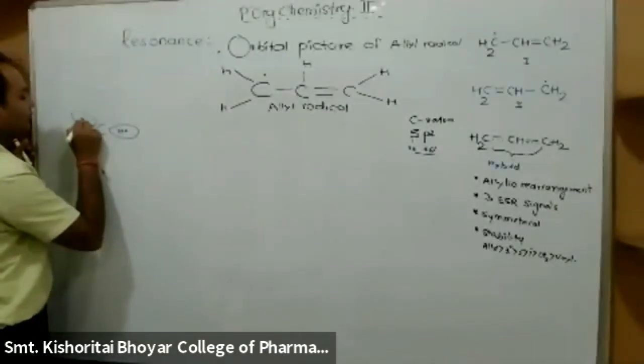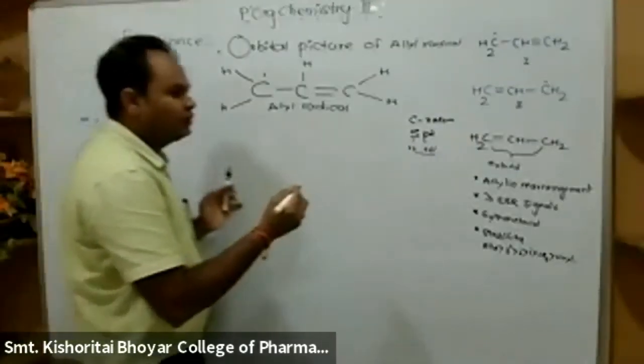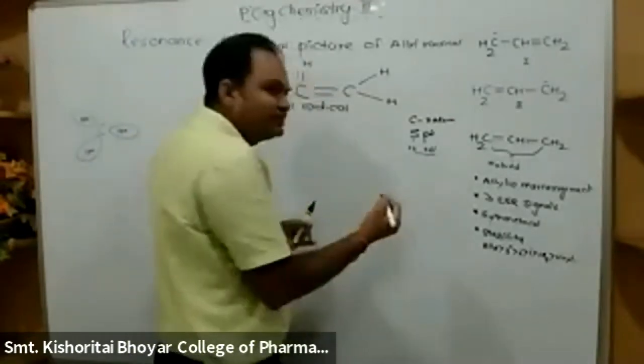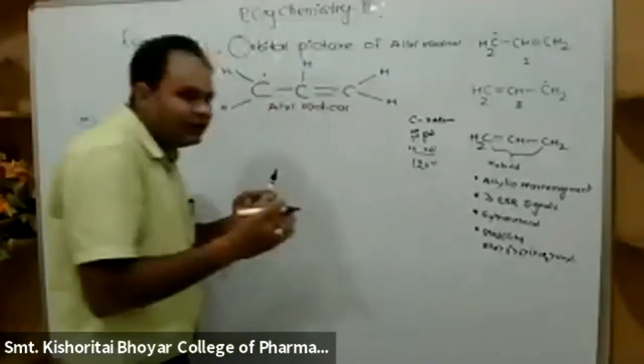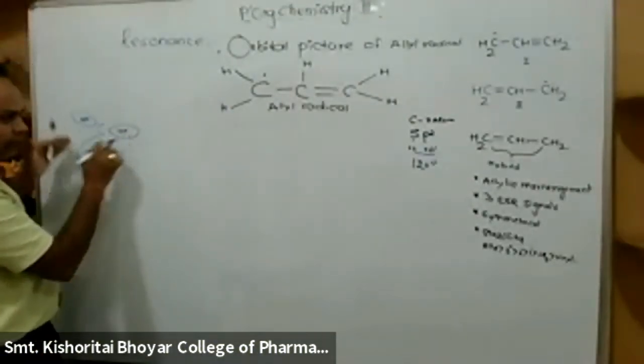Again, as you know, when the carbon is sp2 hybridized, the geometry says that there is a bond angle of around 120. So it is trigonal. You can represent it here, this is a trigonal molecule.